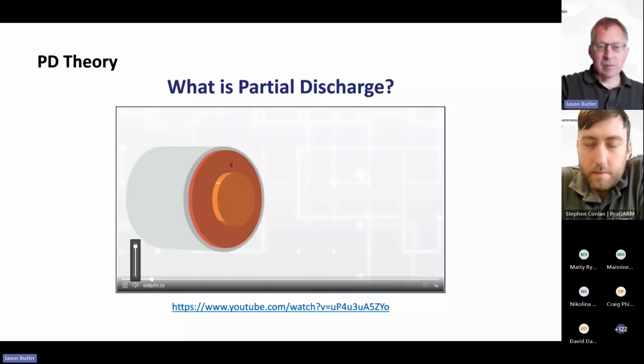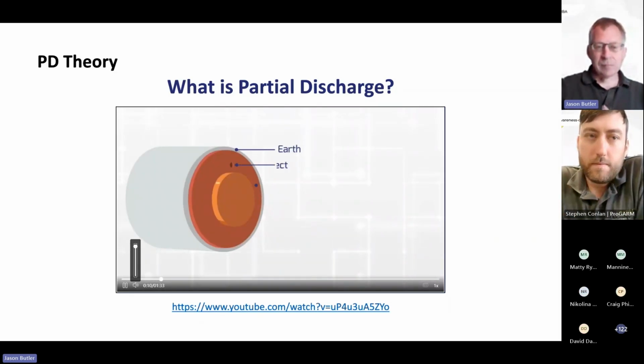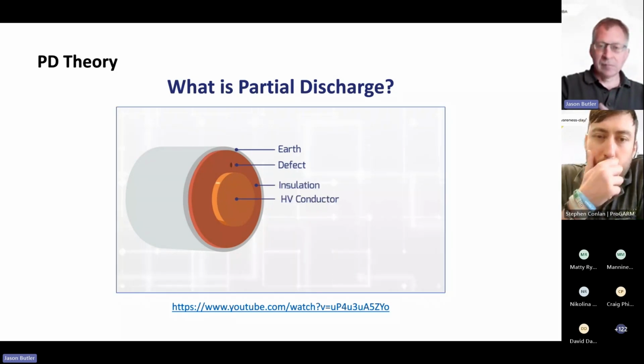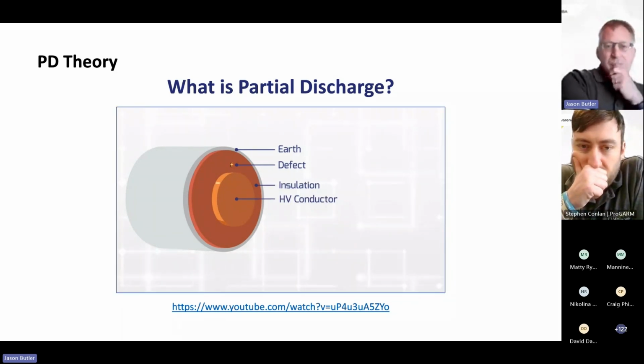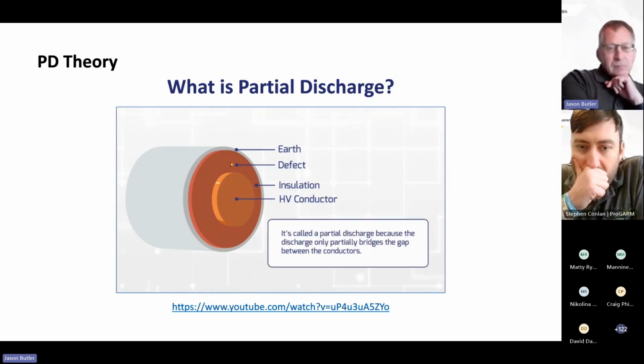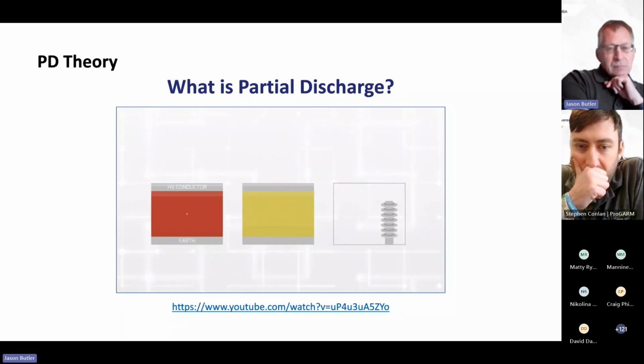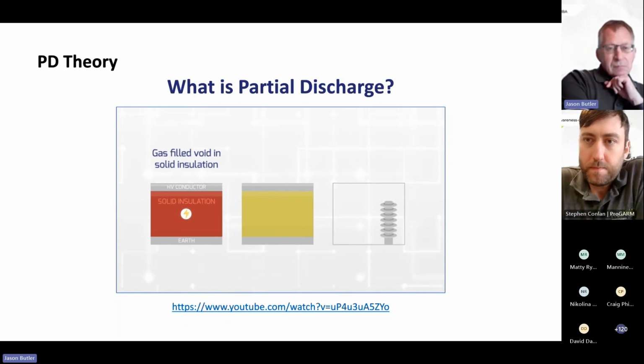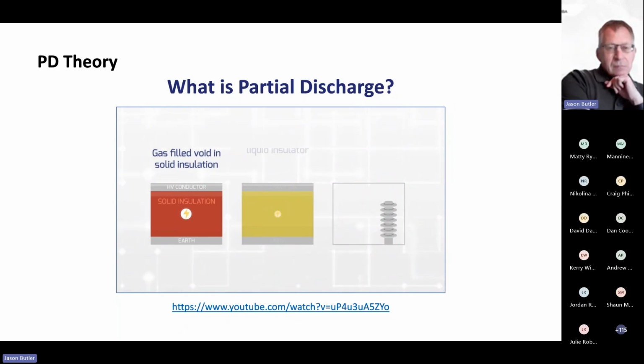What is partial discharge? Partial discharge, or PD, is essentially a spark that occurs in defects in high voltage electrical insulation. It's called a partial discharge because the discharge only partially bridges the gap between the conductors. The discharge may be in a gas-filled void in a solid insulating material, in a bubble in a liquid insulator, or around an electrode in gas.